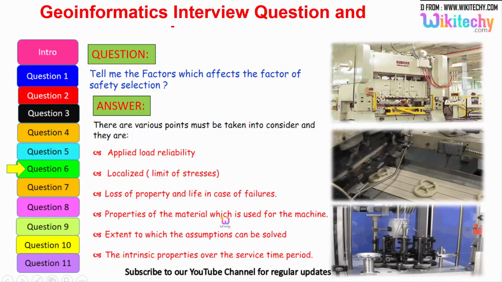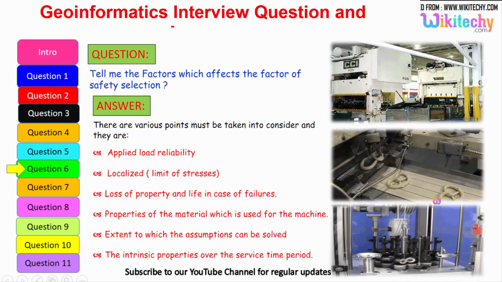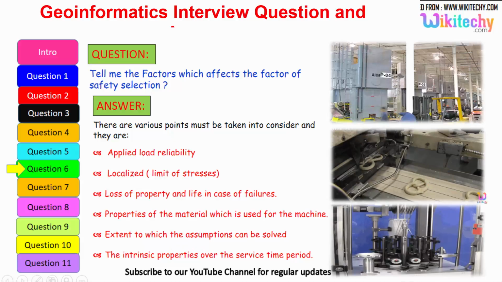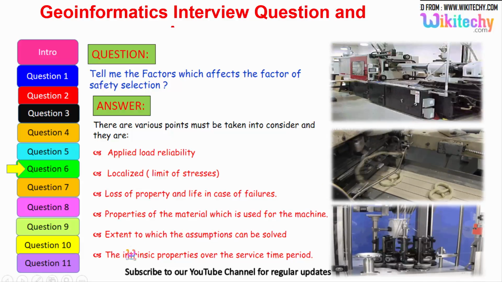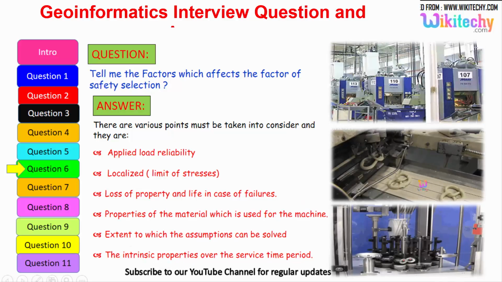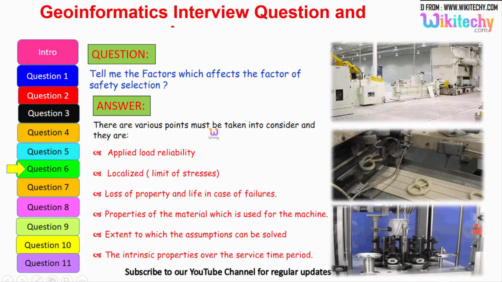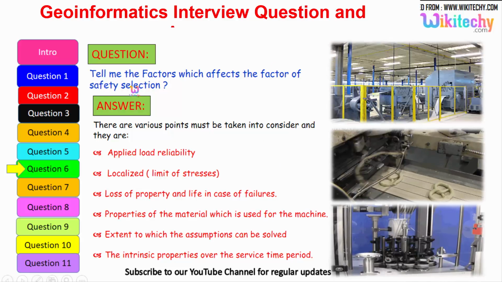Also the properties of the material used for the machine, what kind of material you are using, the extent to which the assumptions can be solved, how much it will extend or compress, and the intrinsic property over the service time period, how it will sustain. Everything we need to consider for the factor of safety selection.